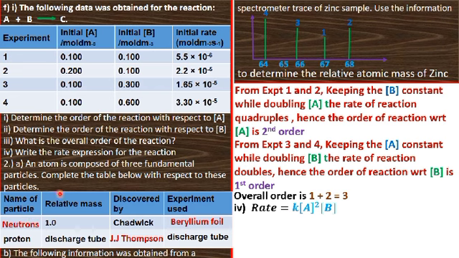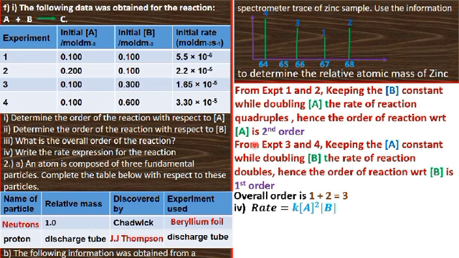The name of the particle in this case has a relative mass of 1. The person who discovered it was Chadwick, and it is obviously the neutrons, and the experiment he used was the bombardment of the beryllium foil. Then the next, you have the protons. The scientist who discovered it was J.J. Thomson, right? The experiment used was the discharge tube.